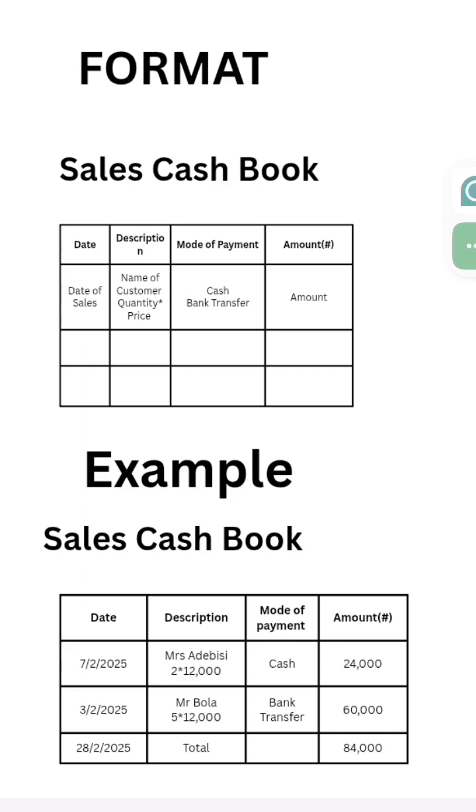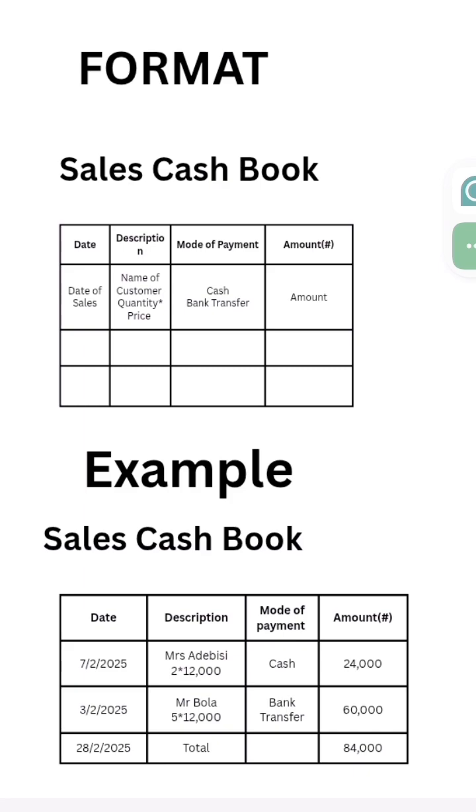So the mode of payment has to be indicated. And under this mode of payment, you're going to have your cash, and then you have your bank transfers. And then the last column is going to be what? The amount. Are we together? So I'll be showing you a clear picture of what that looks like so that you can see exactly what it looks like. Now let's give ourselves an example.